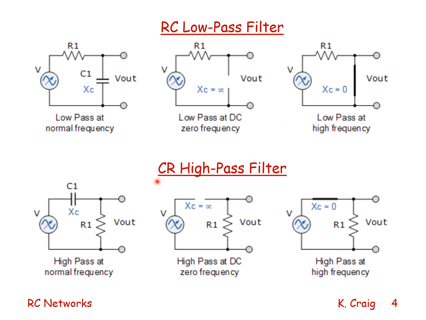When we look at the capacitor resistor high pass filter, we see at normal frequency the sine wave voltage source and the capacitor and the resistor. At zero frequency or DC, the capacitor behaves like an open circuit with infinite reactance, and at high frequency, the capacitor behaves like a short circuit with zero reactance.